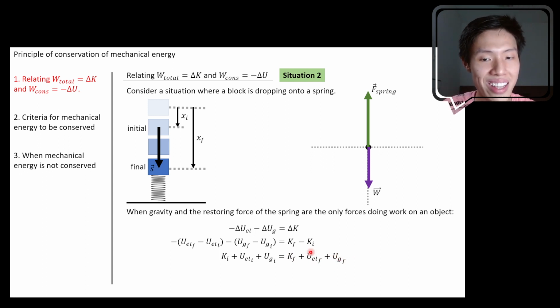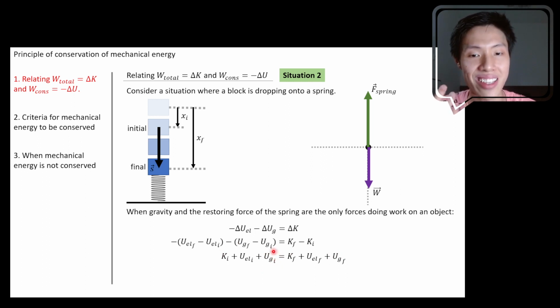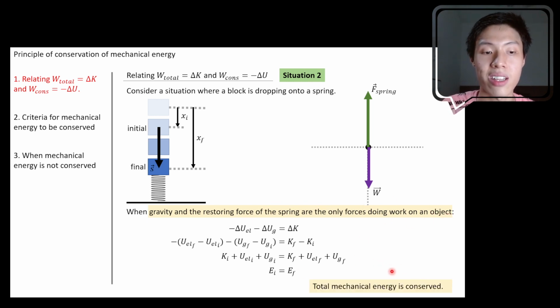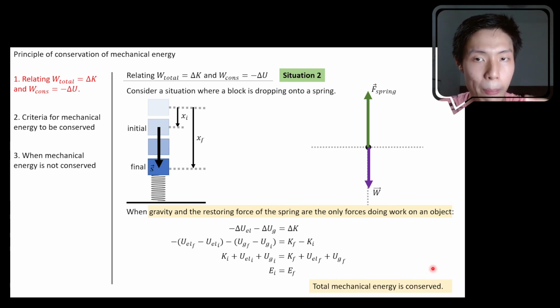Well, again, what's happening on the left hand side? That is just mechanical energy initial. What's happening on the right hand side? That is just mechanical energy final. So here we have also arrived at a similar conclusion. If gravity and the restoring force of the spring are the only forces doing work on an object, then the total mechanical energy is conserved. Now I hope you are seeing a pattern right now.